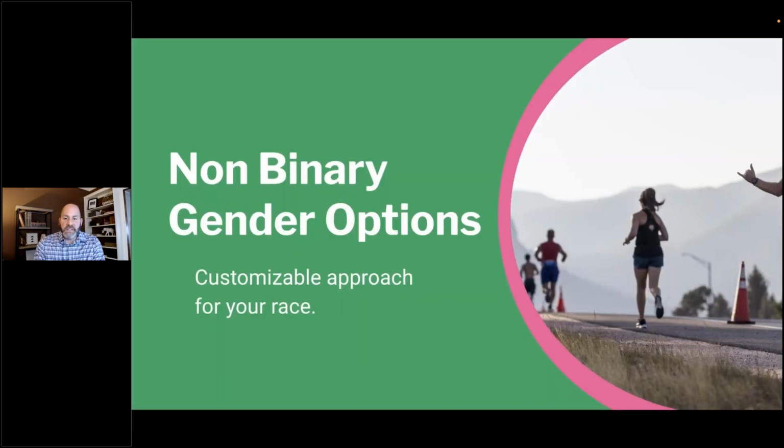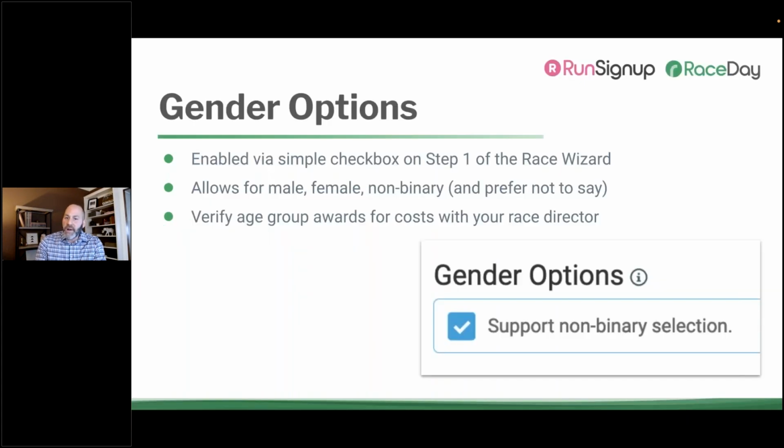All right, and another piece, which you can enable on step 1 again, is the non-binary option. If you're not already seeing this, I think there's a derived demand coming from the folks that are registering, and then it's coming to the race directors, giving people the flexibility to choose something they're more comfortable with in terms of their identity. We want to make sure, though, that you have that conversation with your race director about what this means for our age group awards.